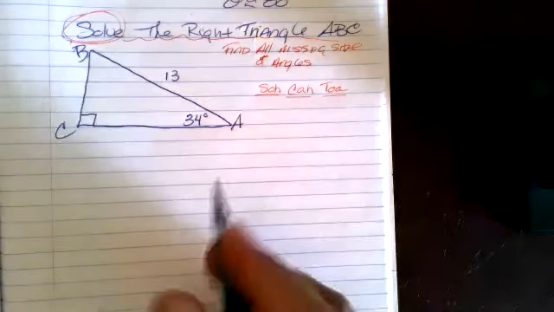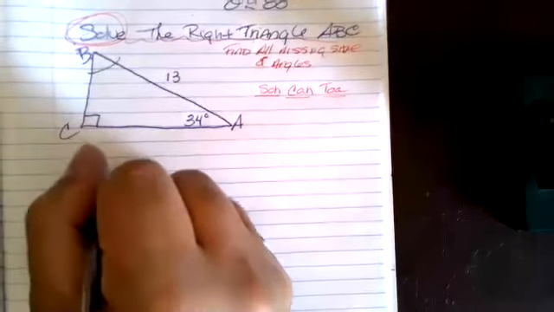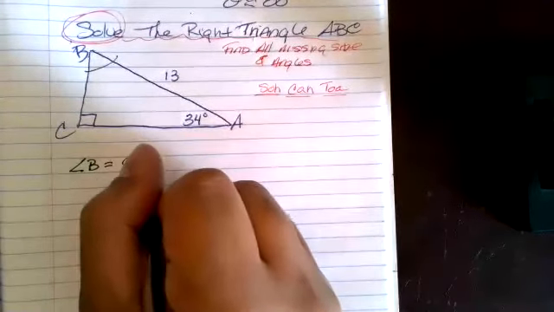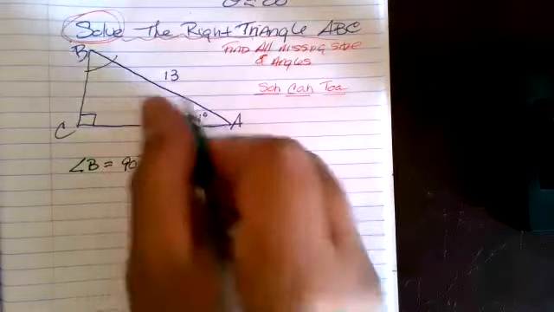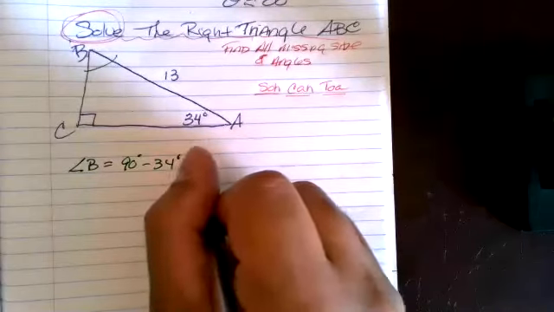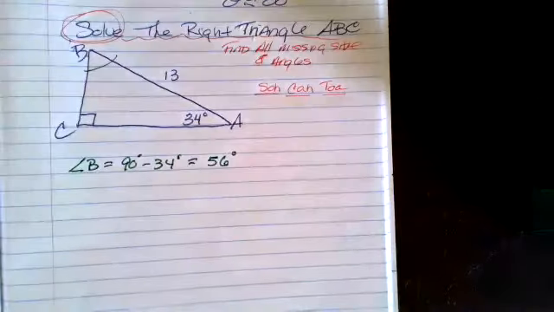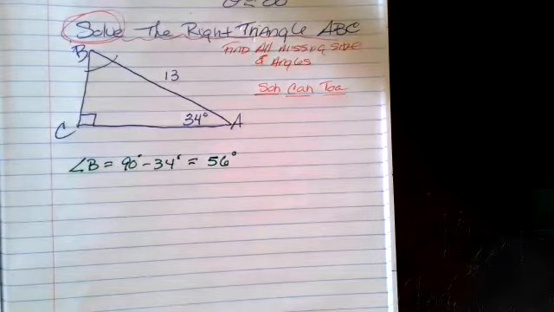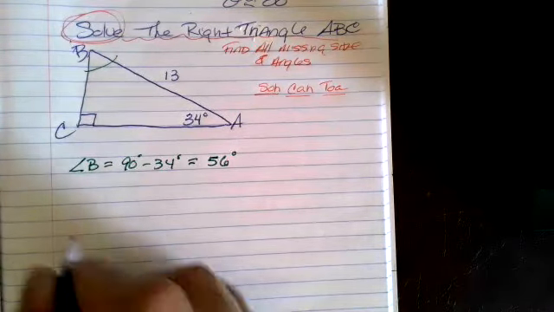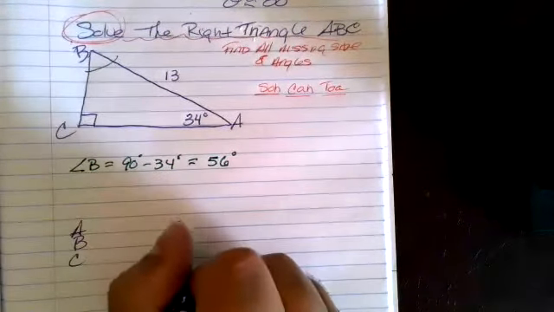So right away, the easiest thing to find here would be angle B, right? Angle B is 90 minus 34, because these are complementary angles. So angle B is what, 56 degrees, right? 56 plus 34 gives me 90, yeah. So finding angle B is the first thing we want to do. And we want to keep in mind, we want to find all the angles and all the sides.